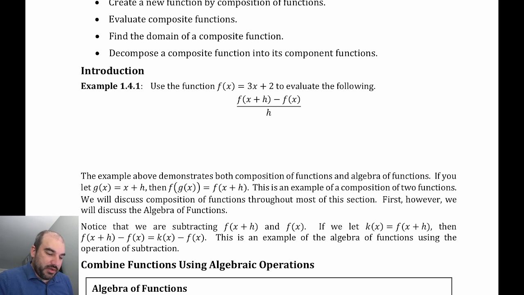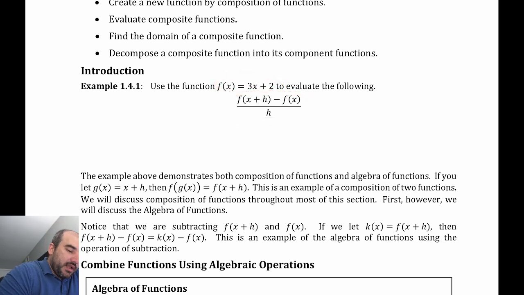Okay, let me do this first example. It doesn't really have to do with composition of functions yet, but it is a very common function that you may have already seen. In 1.2, I think we did something like this with one of the examples. So let me do this one so that you have something to look back to when you start seeing this kind of difference quotient show up in your homework. So how do we evaluate this function, 3x plus 2, with these given parameters?